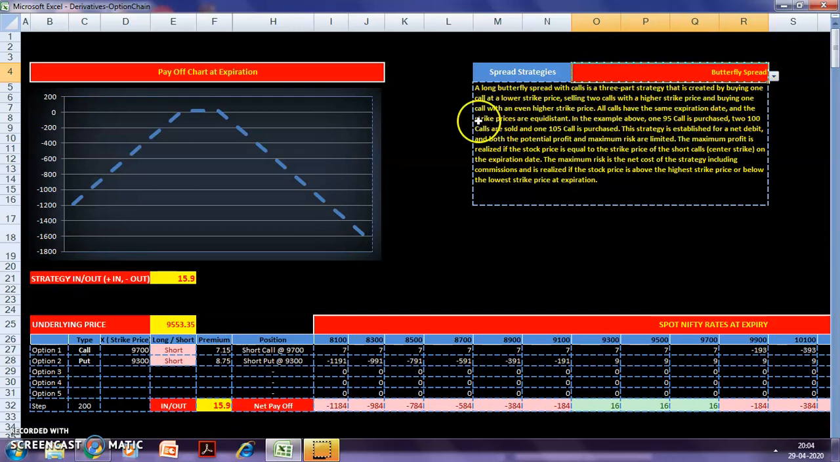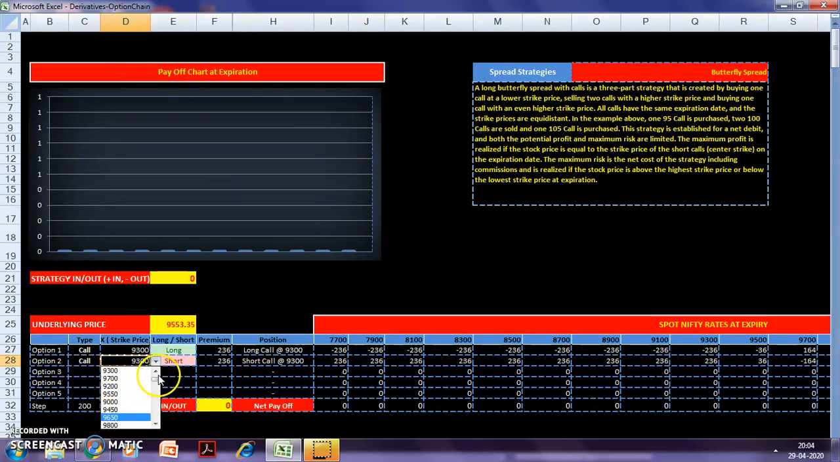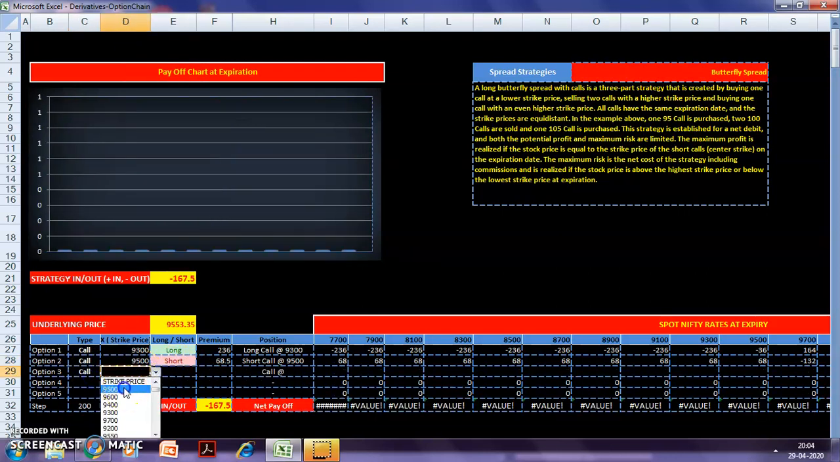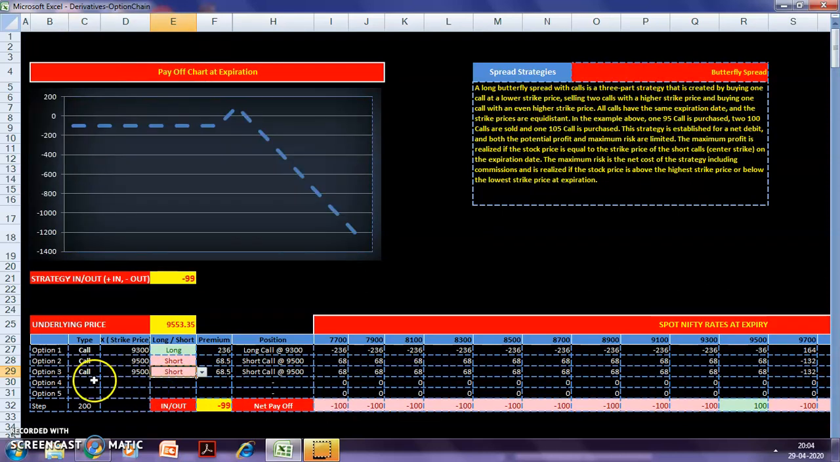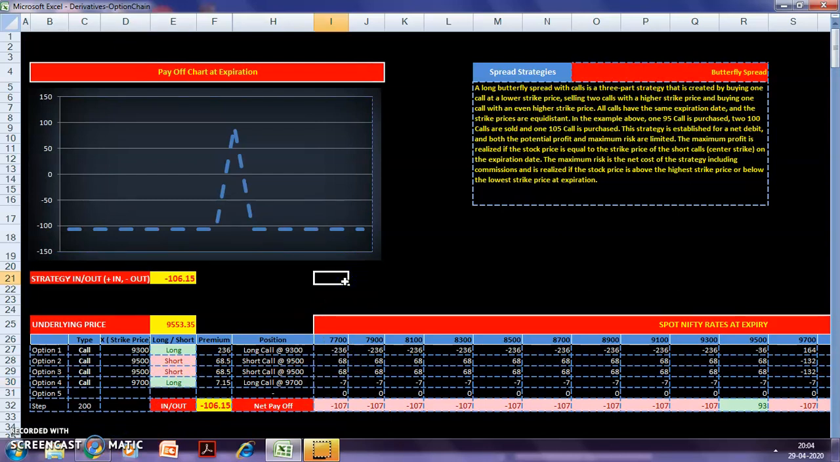So what is a butterfly spread? It is a 3-part strategy: buying one call at a lower strike price, say 9300, selling 2 calls at a higher strike price, and buying one call at an even higher strike price. So we long that now, right?